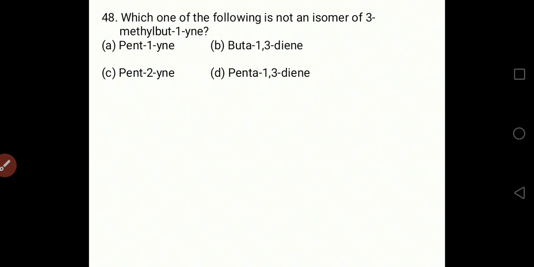Which one of the following is not an isomer of 3-methyl-but-1-yne? So in such questions you can say isomer means same molecular formula, different structural formula, or you can say orientation. So same molecular formula means, remember here 3-methyl-but-1-yne means there are 5 carbon atoms in the reactant, whatever the given question, 5 carbon atoms, right? So 5 carbon atoms, pent is correct, but buta is wrong. So answer for this question should be B.